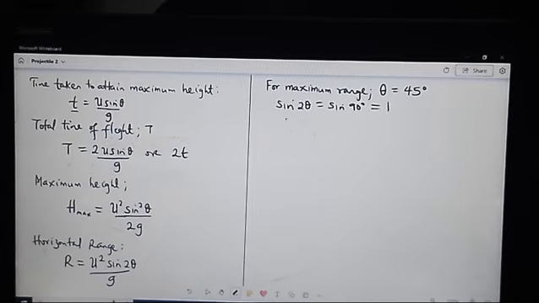So for maximum range, we have that r will be equal to u squared over g. Why? Because sine 2 theta is equivalent to 1. So everything here equates to 1. So maximum range is u squared over g.